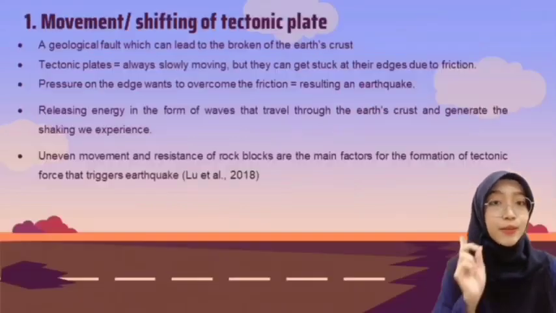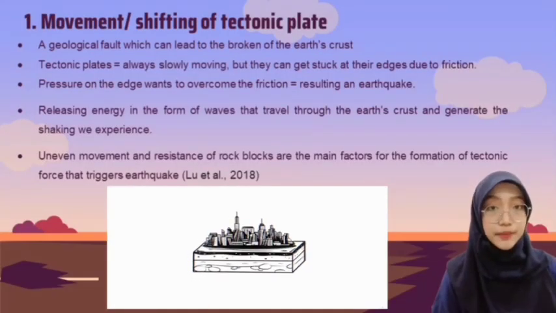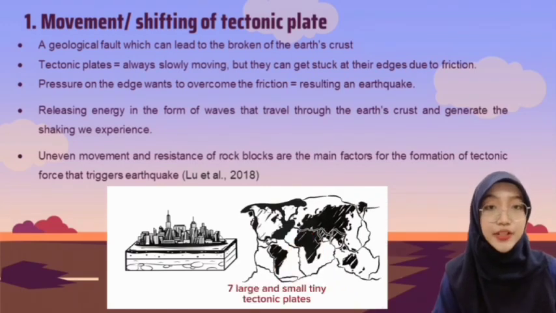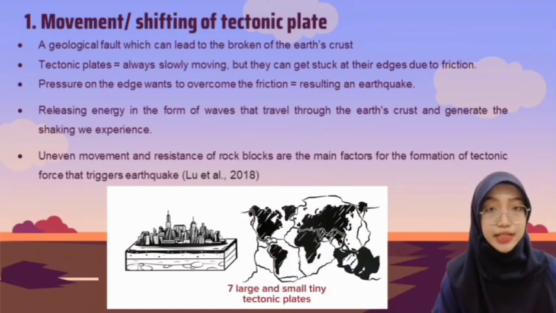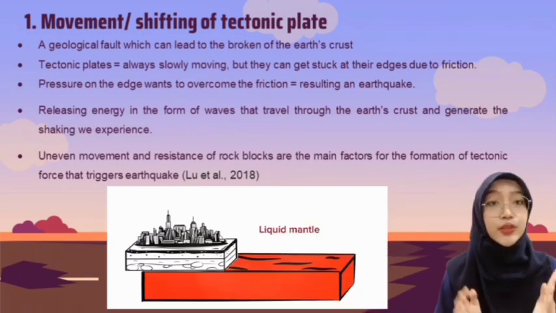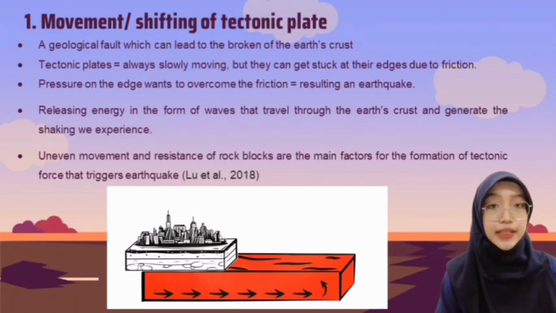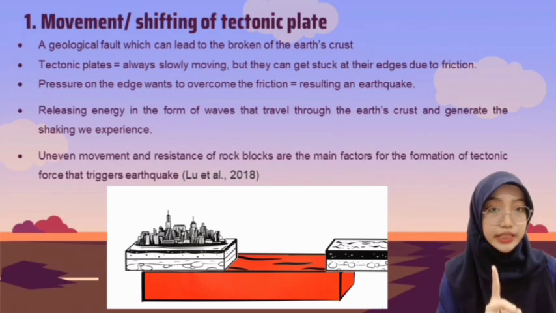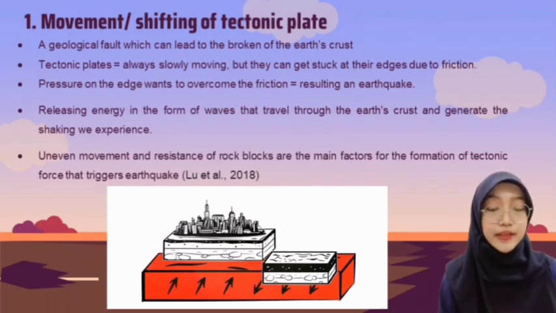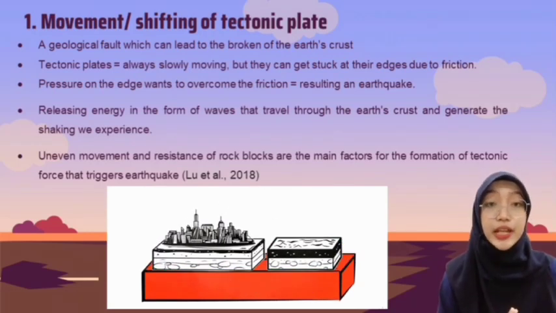The first one is the movement or shifting of the tectonic plates. For your information, the earth's crust, which is the top layer of the earth, is made up of 7 large and small tiny tectonic plates. There is a liquid mantle beneath the earth's crust. Due to the convection currents in the earth's mantle, the plates begin to move and float on top of the earth. In 1 year, they can travel a few inches away from one another, pass each other, or move towards each other and collide, so the resulting friction will create enormous pressure.